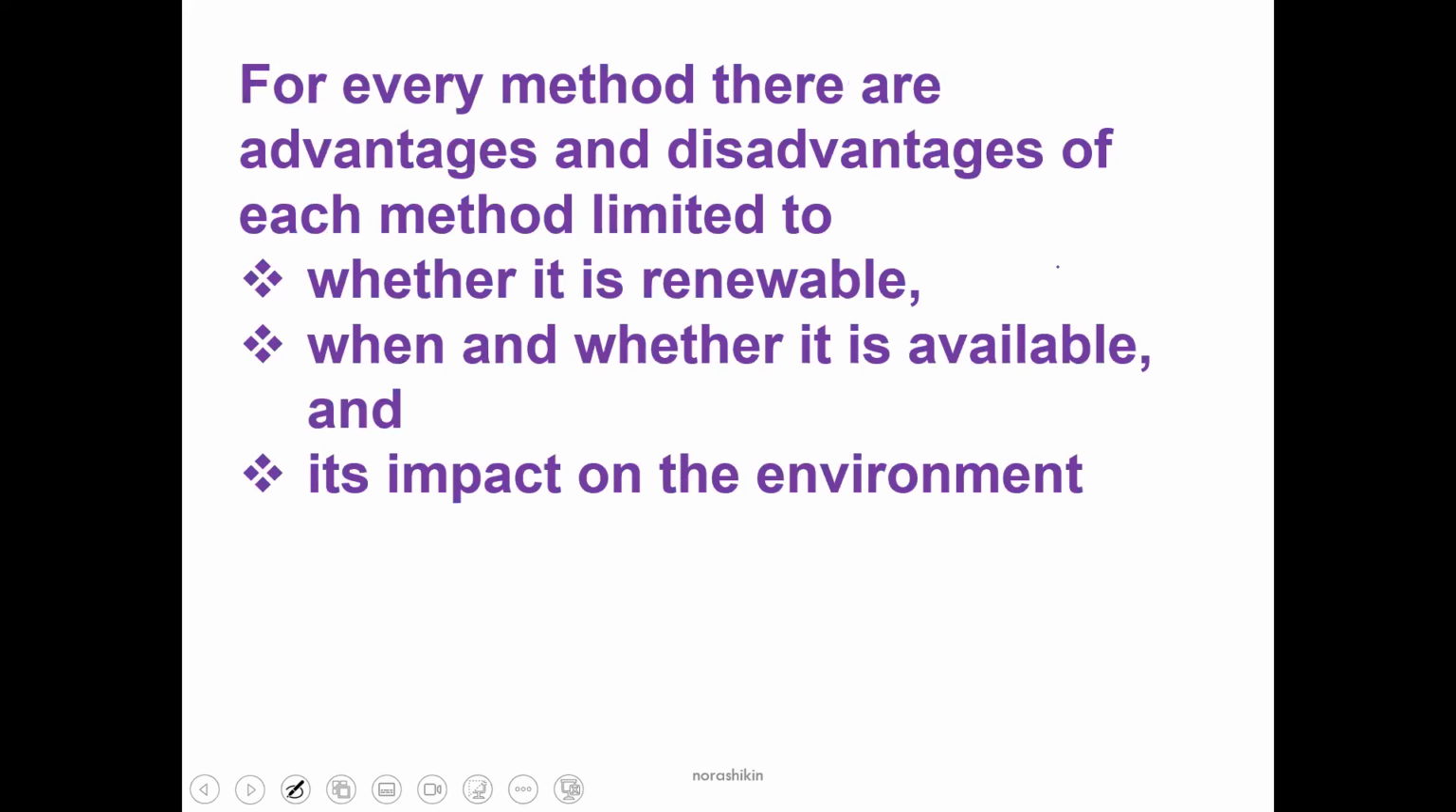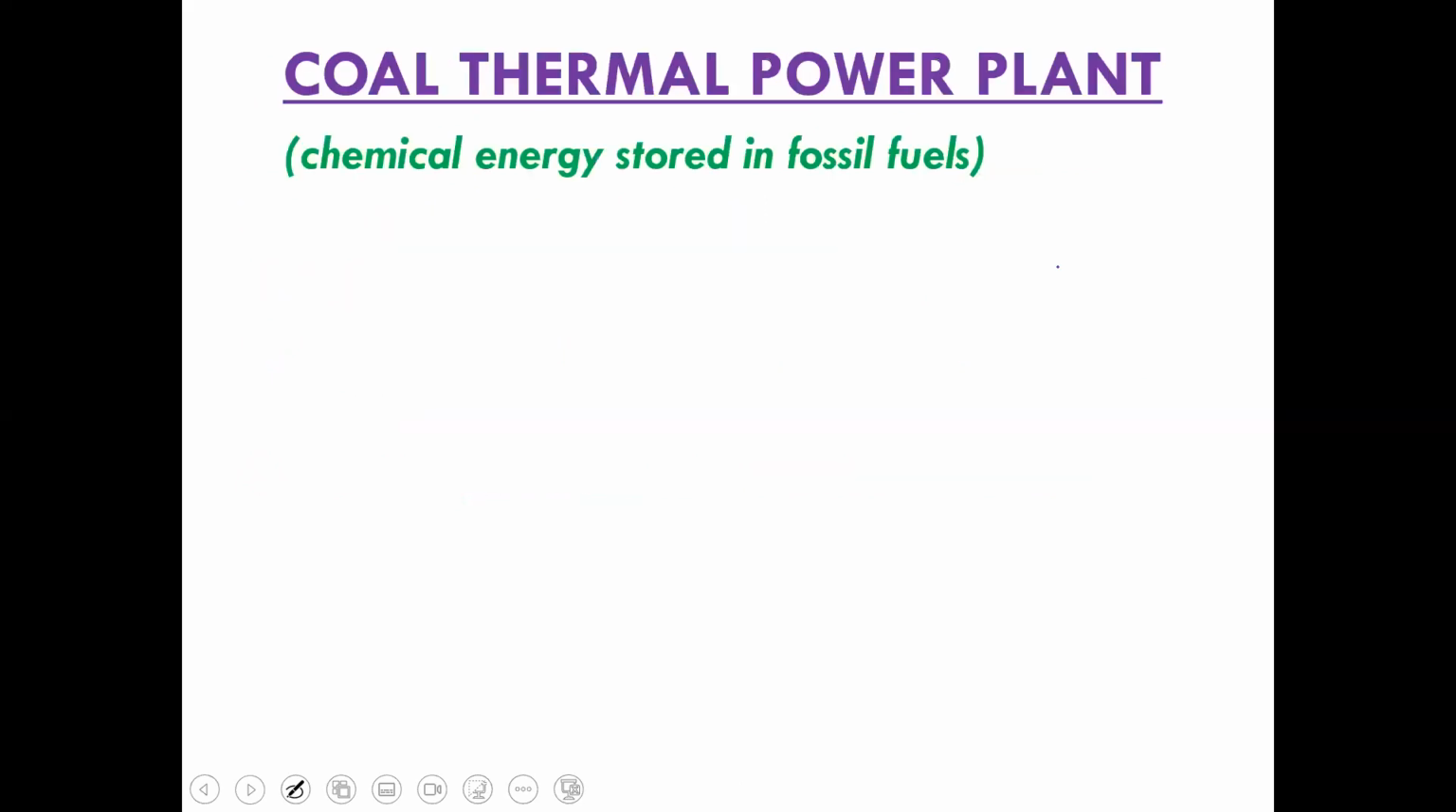Now, for every method, we have to check whether the energy source is renewable or not. We have to check when it is available. Suppose you are willing to install a plant, then we have to see the environmental issues. Nowadays, many people are talking about coal power plants. They are very dirty. They disturb the environment. Solar is a clean source of energy. So environment is a very important concern.